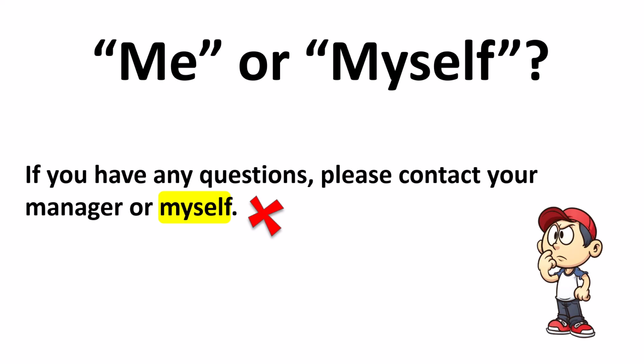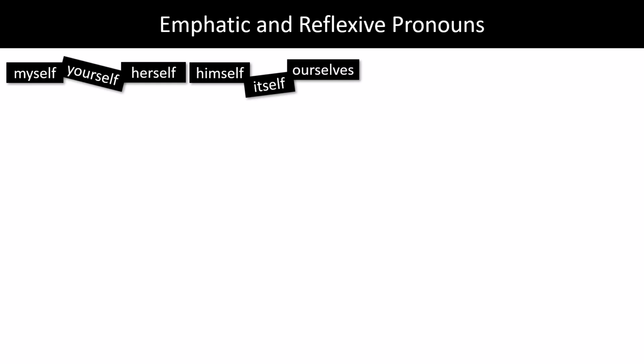In order to understand why, we need to look at what type of word myself is. The word myself can be an emphatic or a reflexive pronoun. So let's look at those. Here is a list of them. Myself, yourself, herself, himself, itself, ourselves, yourselves, themselves. So these words can either be emphatic pronouns or reflexive pronouns.